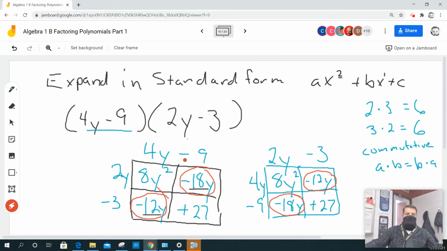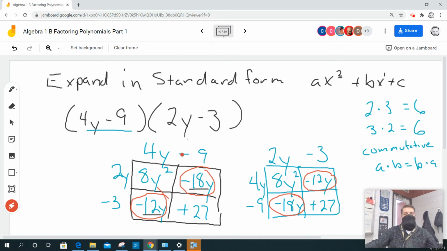The next one, 2 times negative 9 is just negative 18. And then we tack on this y because it's technically 2y. Then I say negative 3 times 4, that's negative 12. And then we tack on this y, so that goes here. So that's negative 12y. And then negative 9 times negative 3 equals positive 27.